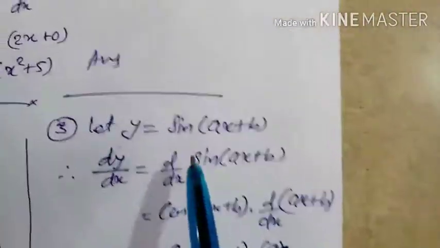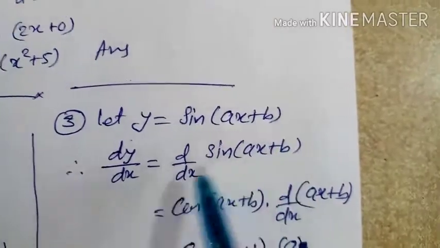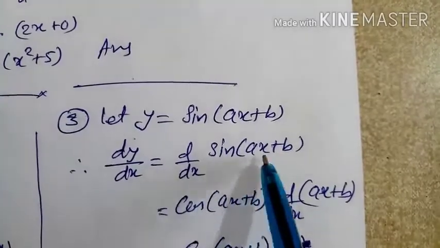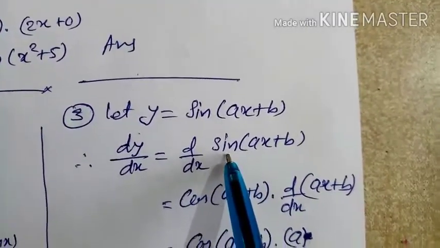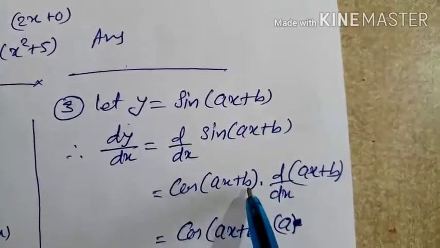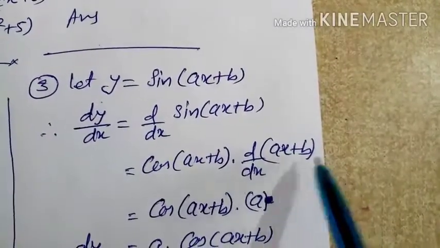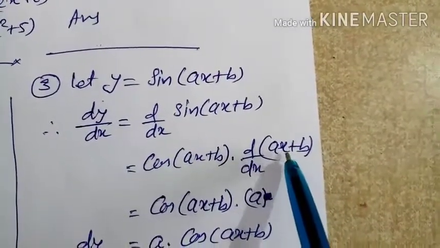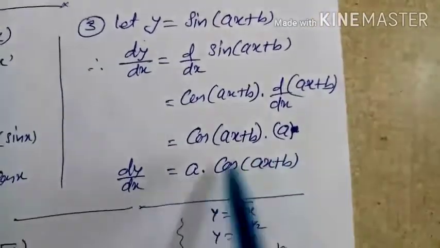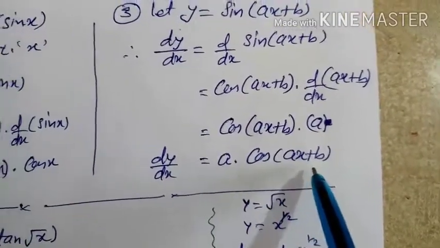Let's see one more question, the third. y = sin(ax + b). When differentiating with respect to x, d/dx of sin(ax + b). The derivative of sin x is cos x, so it is cos, and x, it means this bracket, ax + b. Now the derivative of ax + b, here b is a constant, so it will be 0. Only the derivative of ax, which is a, remains. So a into cos(ax + b) is our answer.